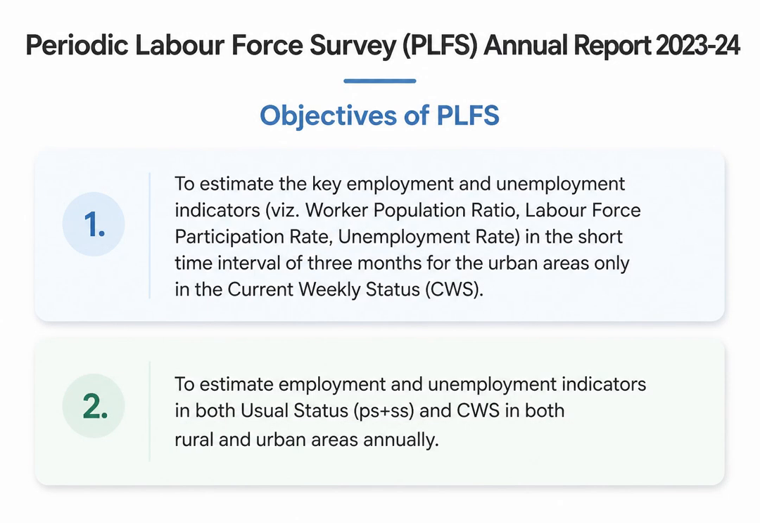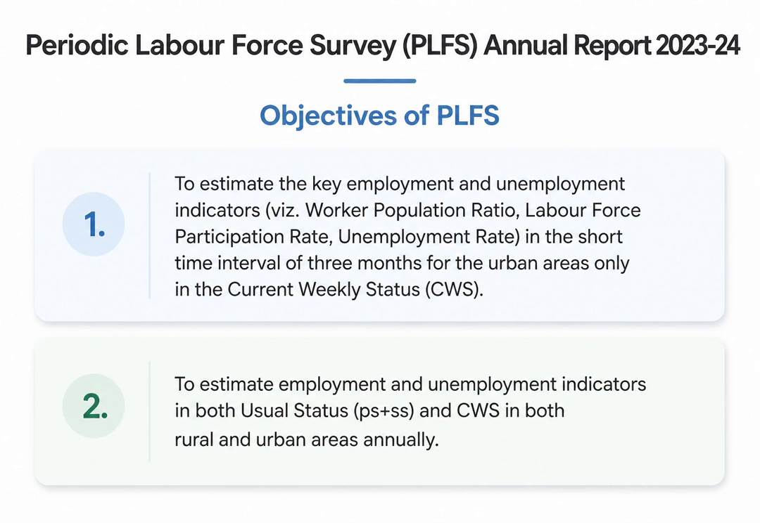Looking specifically at the PLFS annual report for 2024-24, we must understand its two primary objectives. First, it aims to estimate key indicators like the worker population ratio, labor force participation rate, and unemployment rate over short 3-month intervals. However, this short-term tracking is done exclusively for urban areas using the current weekly status approach. The second objective is broader, to estimate these same indicators annually for both rural and urban areas, utilizing both the usual status method and the current weekly status method.